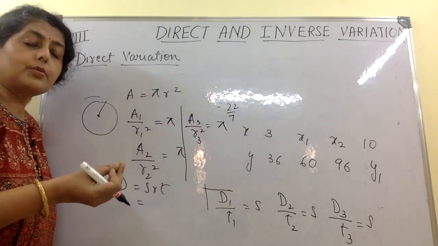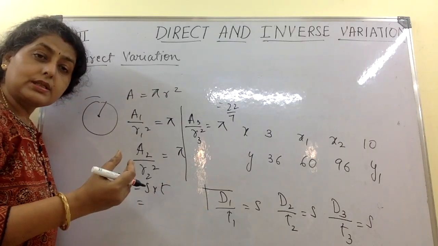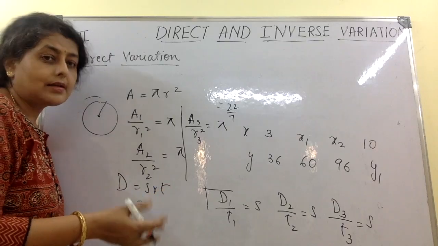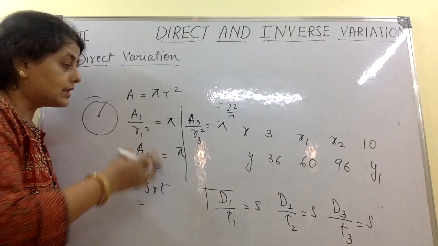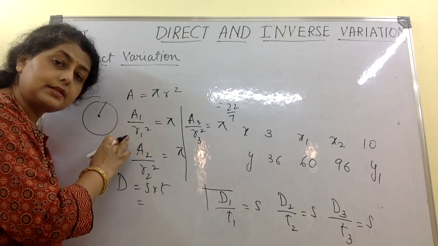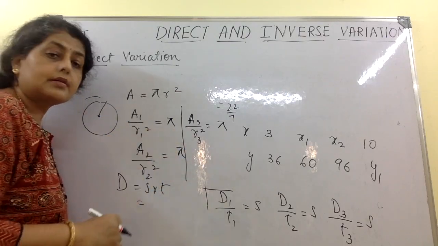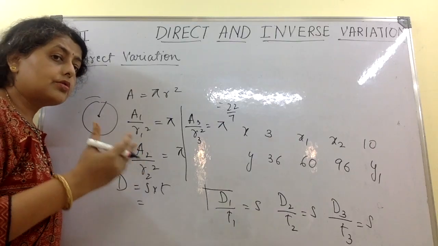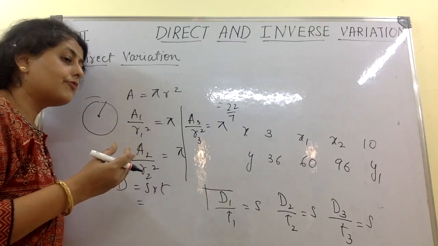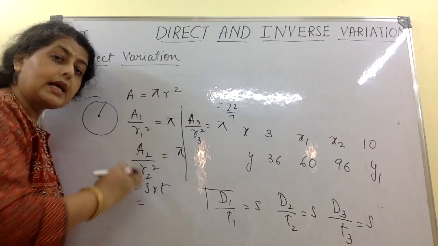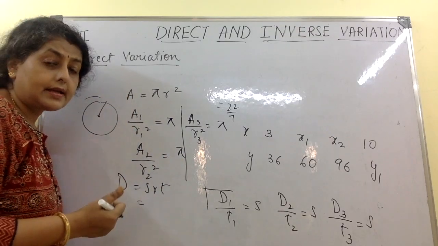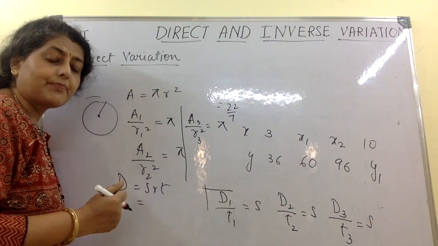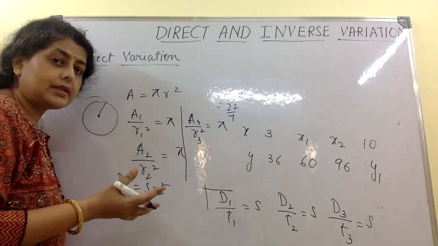Now we know from our common sense, if the speed is constant and the distance is increasing, then the time also has to increase with the same speed. Same thing, if the area is increasing, the radius has to increase. So in any particular case, if one variable is increasing and the other variable is also increasing, then we call it direct variation. What is inverse? We'll do it in the next video.